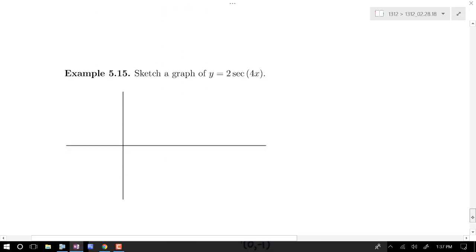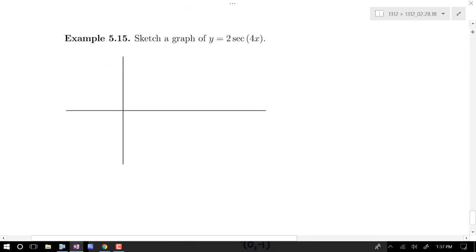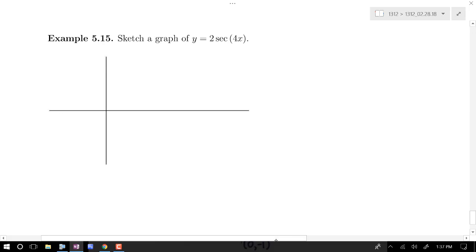One more. Let's sketch a graph of 2 times secant of 4x. Sketching the secant and cosecant functions really is fairly simple if you just make yourself start out sketching the related cosine function. So we'll start with sketching 2 cosine 4x. All I have done is change secant to cosine. And we know how to do that.